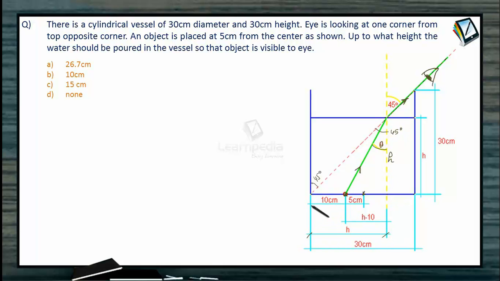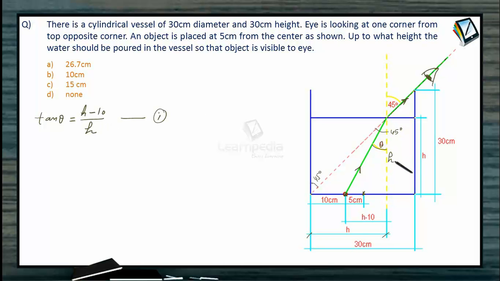Since this distance is 10 centimeters, here we have h minus 10. So for theta, for this triangle we have h minus 10, and h is the base length. So what we can write right now is that tan theta is equal to h minus 10 divided by h. So now this is our first equation, suppose. Now we have to find the value of theta using Snell's law, so that we can substitute it here to calculate the value of h, which is actually required.